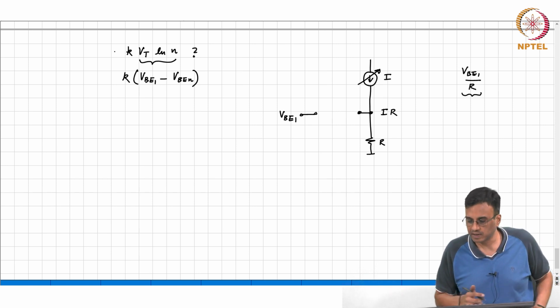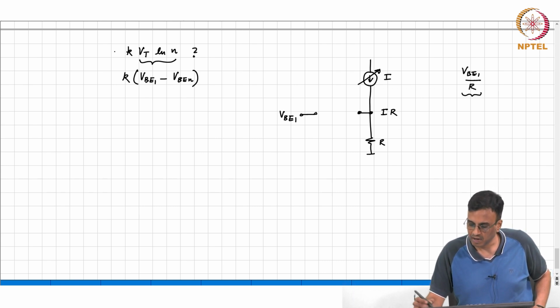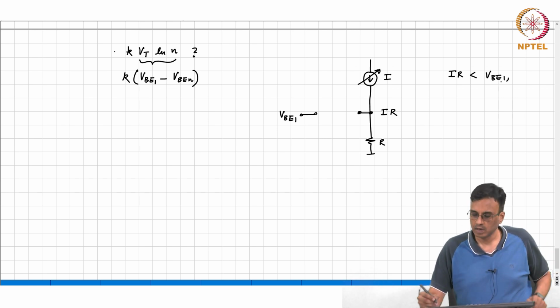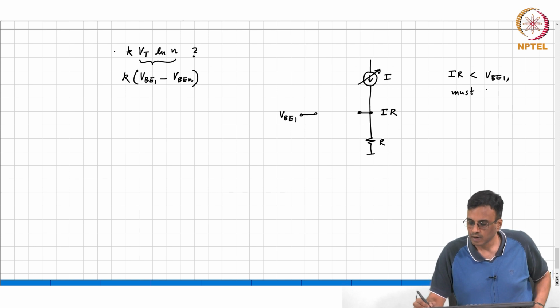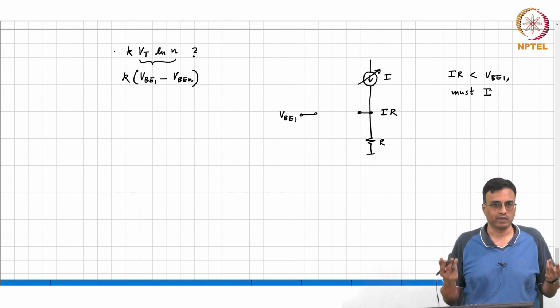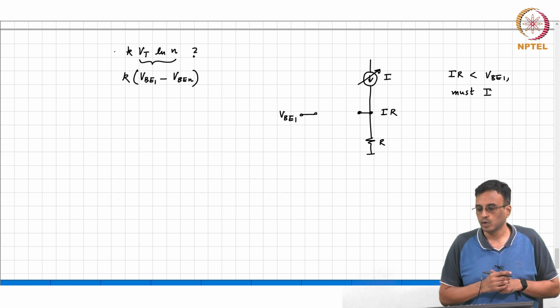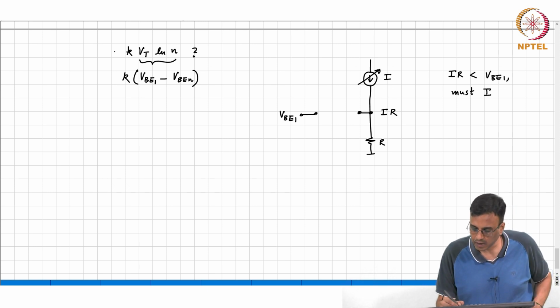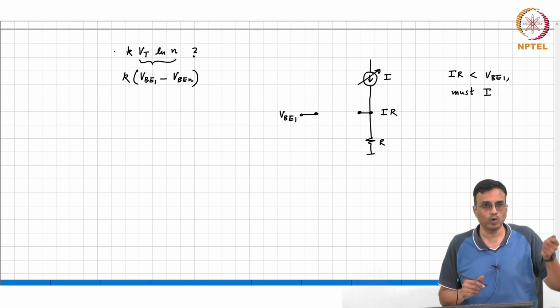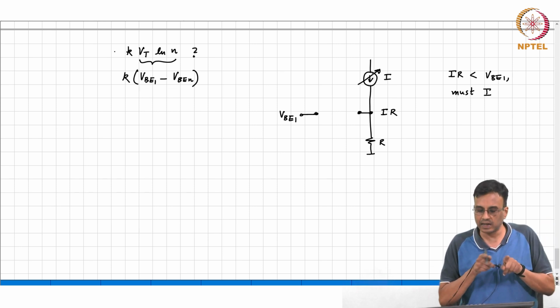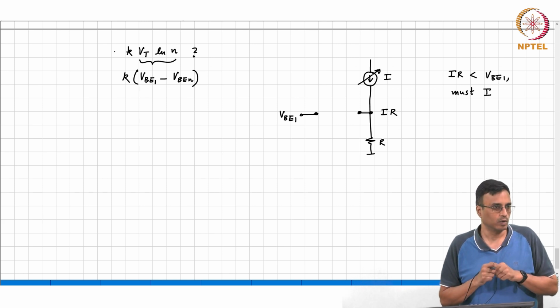But now you are all experts at this. So if IR is less than Vbe1, what does it mean? I is very low, you must increase I, and vice versa, correct? Okay. So in other words, you basically need to control that current. I is controlled by the difference between Vbe1 and IR, that voltage.